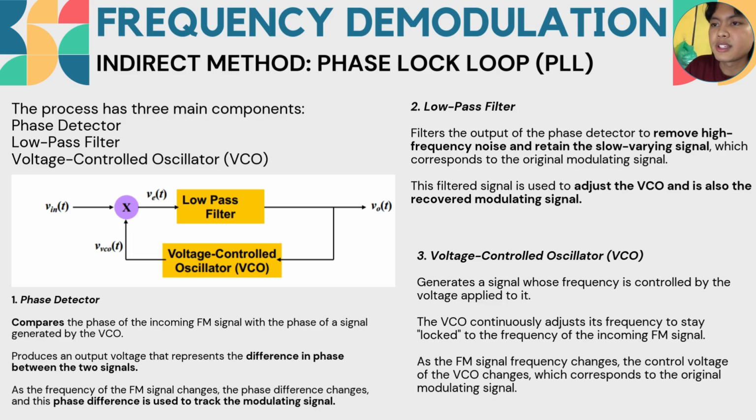For the second stage, which is the low-pass filter, it filters the output of the phase detector to remove high-frequency noise and retain the slowly varying signal, which corresponds to the original modulating signal. This filtered signal is used to adjust the VCO and is also the recovered modulating signal.